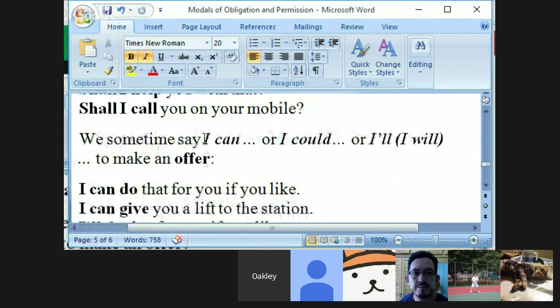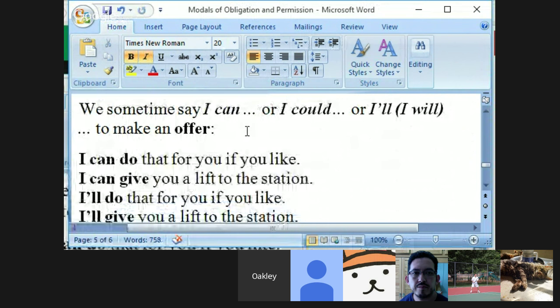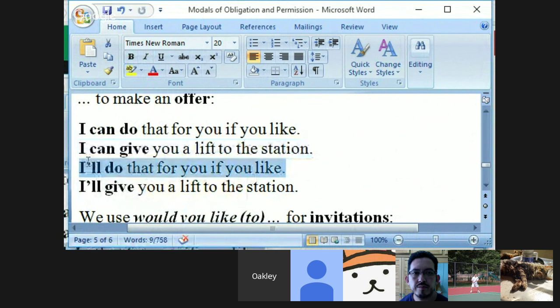Other ways we can make offers is, instead of forming a question, can I help you, actually using a statement form: I can, or I could, or I will. I can do that for you if you like. I can give you a lift to the station. Or with will, I'll do that for you if you like. I'll give you a lift to the station. Use of will, generally you do this when you just have the idea right now to make an offer for somebody.